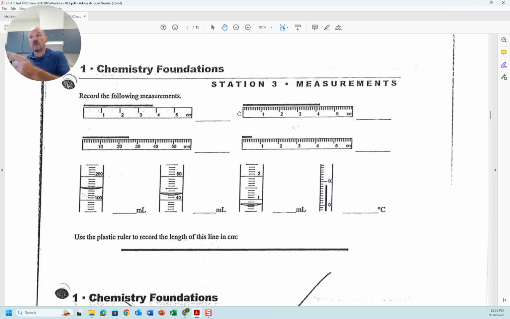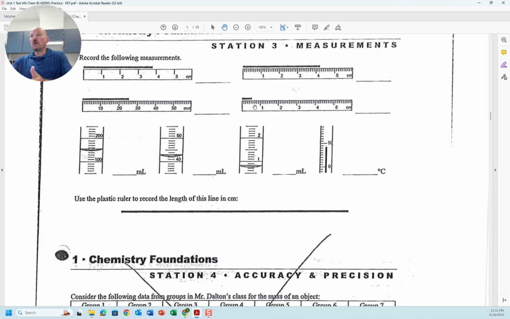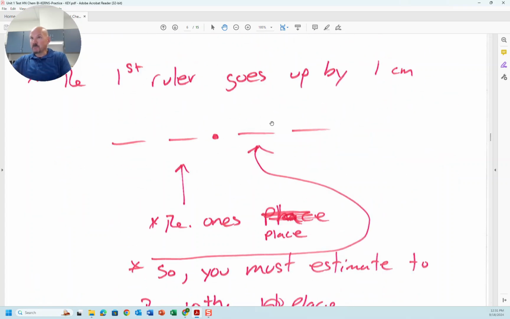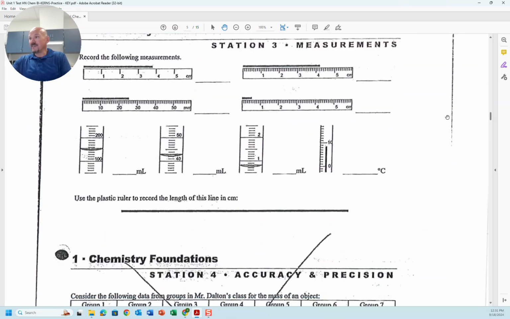Okay? But now if we go to this ruler, each tick mark, each graduation is 0.1 centimeters. So if that is 1, then that next tick mark is 0.1. So if we go back to our number line, the second ruler gives us this place, the tick marks give us this place, the graduations. So that means we have to go to the hundredths place when we estimate, okay? So if I was using this ruler, all my measurements should have a hundredths place. I'm going to estimate that hundredths place. Over here, I'm going to estimate that tenths place.